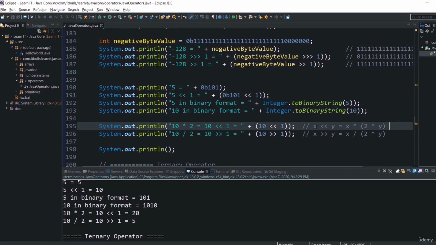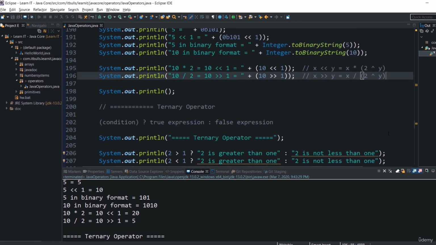For some number x, shifting bits to the left by y bits will be equal to x multiplied by 2 to the power of y. A similar example: for some number x, shifting bits to the right by y bits will be equal to x divided by 2 to the power of y. I believe right now you know about bit shifts even more than some senior developers.